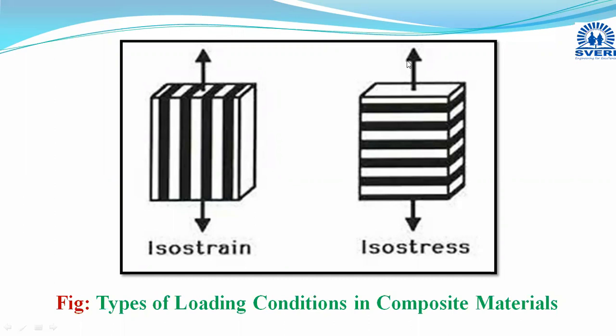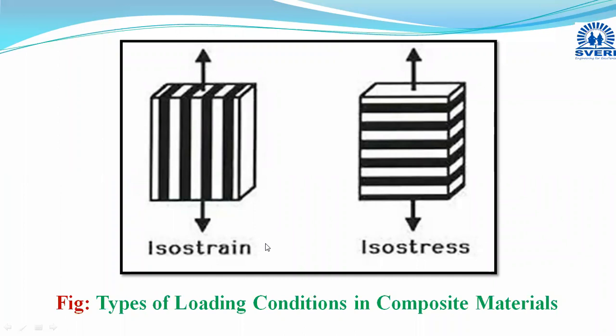So the direction of loading, you can easily see, is perpendicular, or you can say opposite to the direction of the layers or fibers. This condition will be termed as isostress loading condition or transverse loading condition. And in this condition, stress created in the layers will be uniform. This is isostress condition and this is isostrain condition.